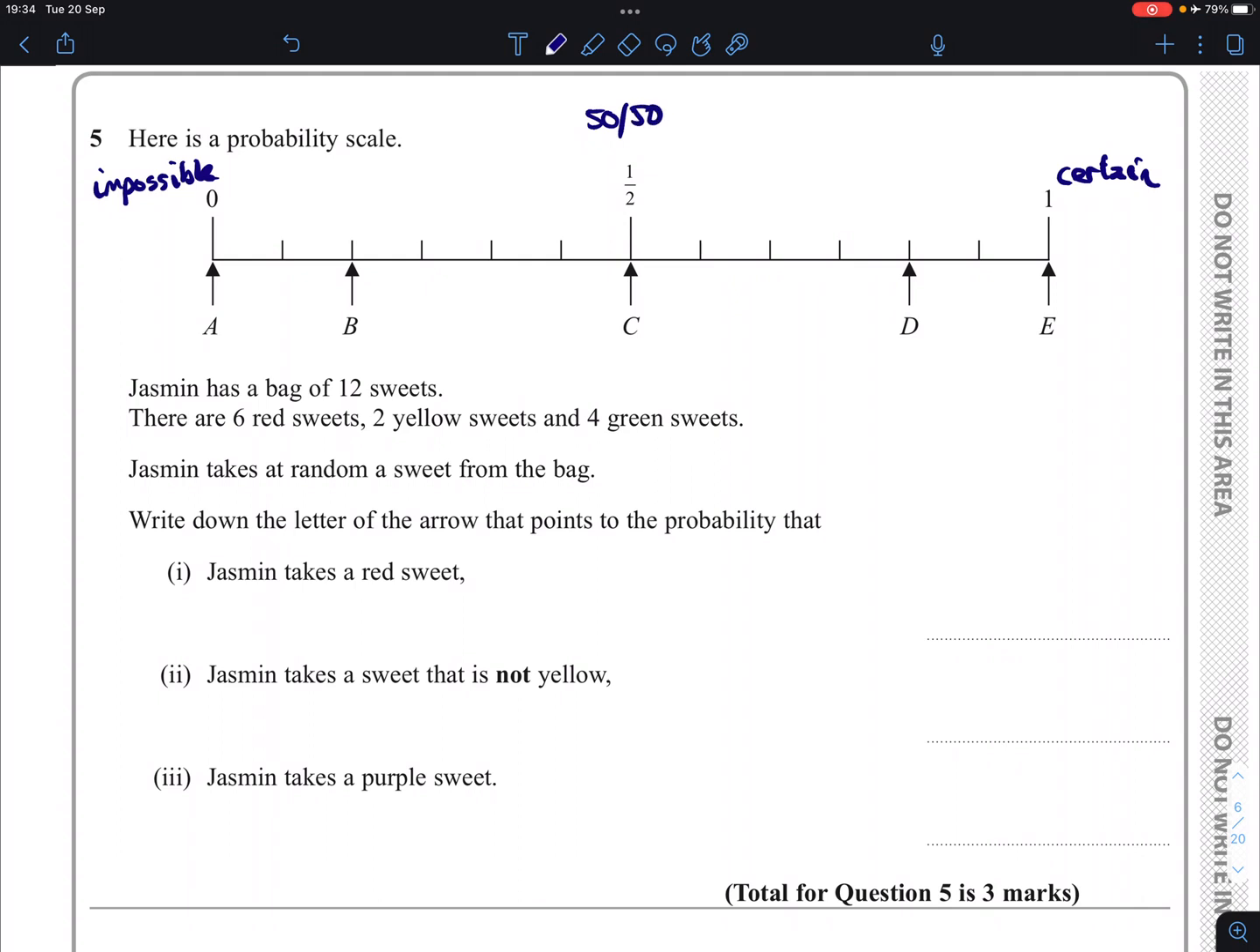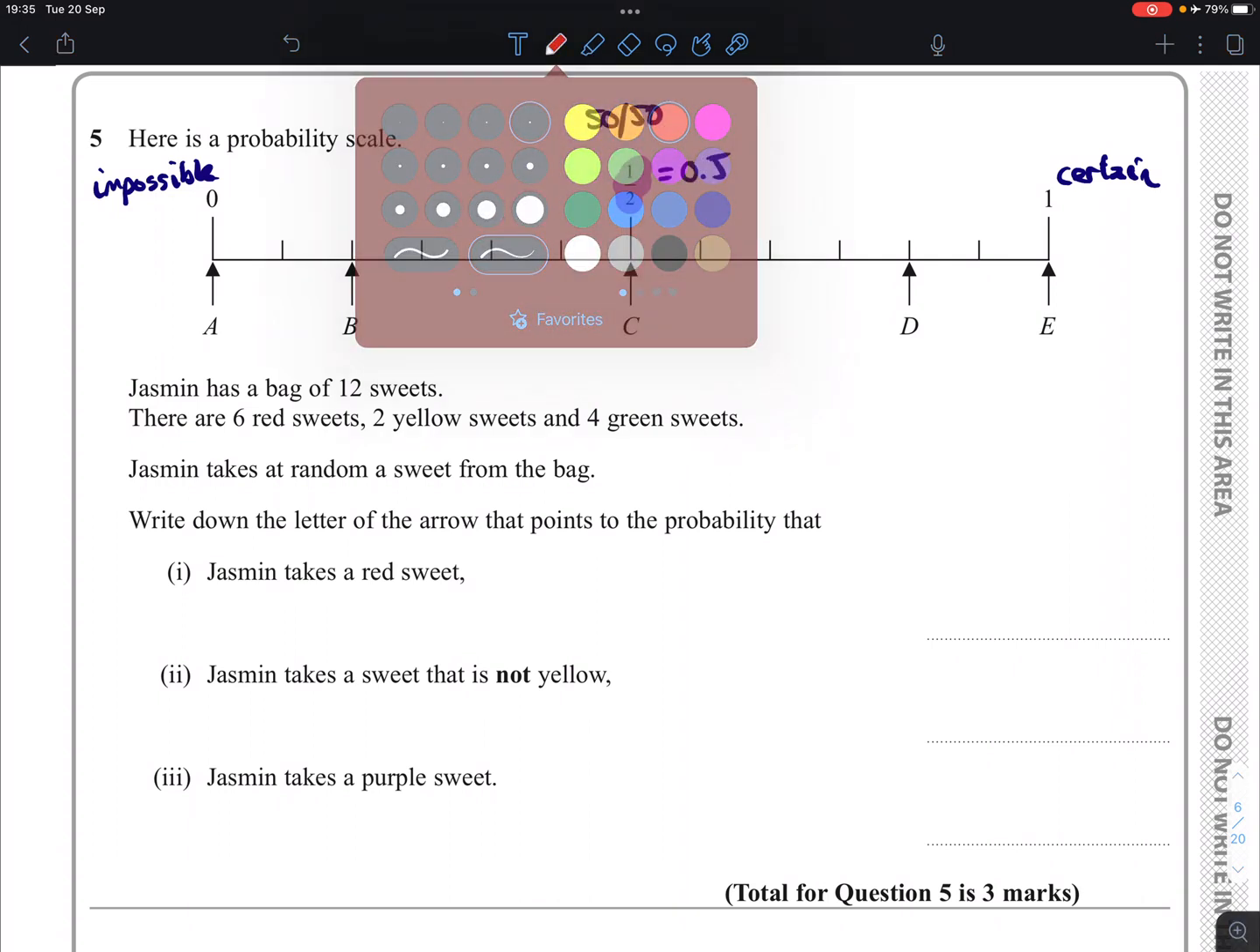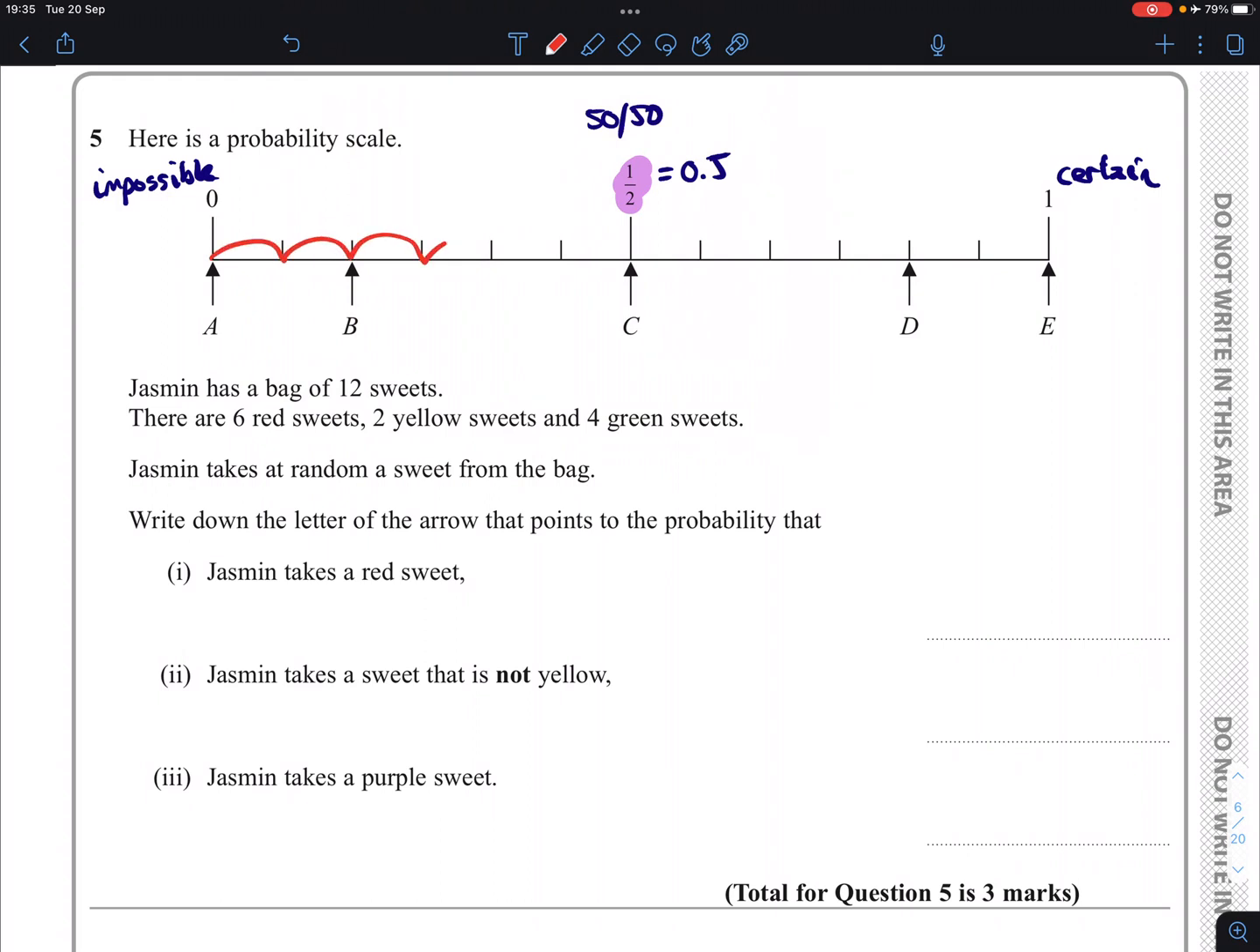And as far as the rest of the decimals are concerned, well, a half here is the same as a 0.5. And if we look at the number of jumps we have here, 1, 2, 3, 4, 5, 6. 0.5 divided by 6 is actually not going to give us a nice answer. So we actually need to dig a little deeper here.